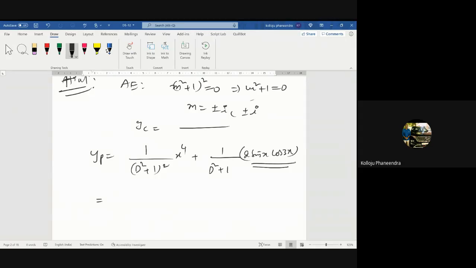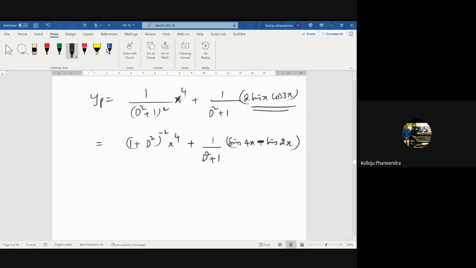Now for the first one, x power 4, the x power k model, how to solve? 1 plus phi of D, it is already of the same form, so take it to the numerator, x to the power of 4. Coming to this part, 2 sin x cos 3x, using the 2 sin a cos b formula, it is sin(a plus b) plus sin(a minus b), so sin 4x minus sin 2x. Now again the problem is the same.